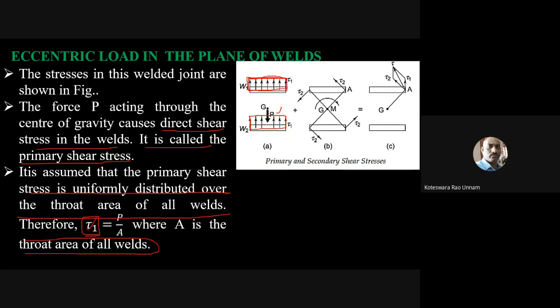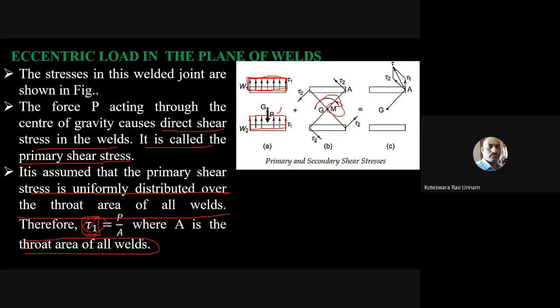So once I have the total area, P divided by the total area is nothing but your primary shear stress. So that means now we are in a position to calculate the magnitude of the primary shear stress. That means we already identified the effect of the direct force P. Then next comes, what is the effect of this couple or moment M?